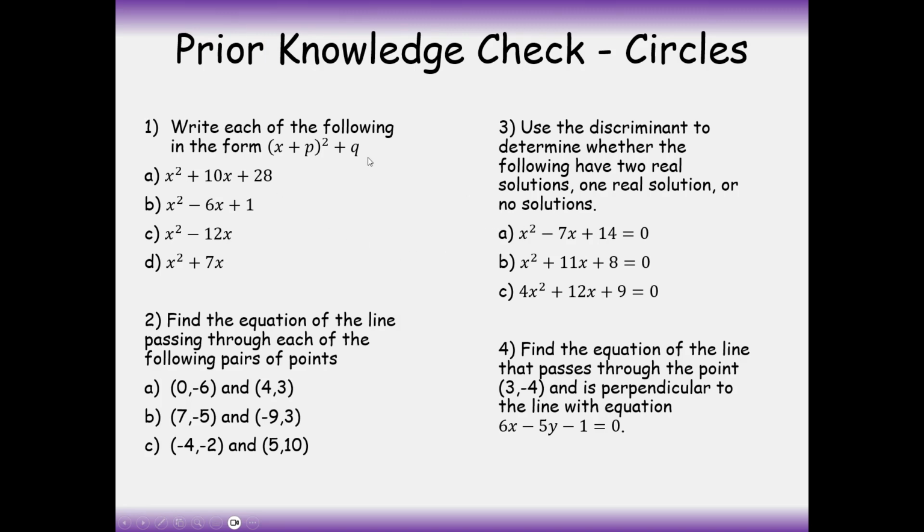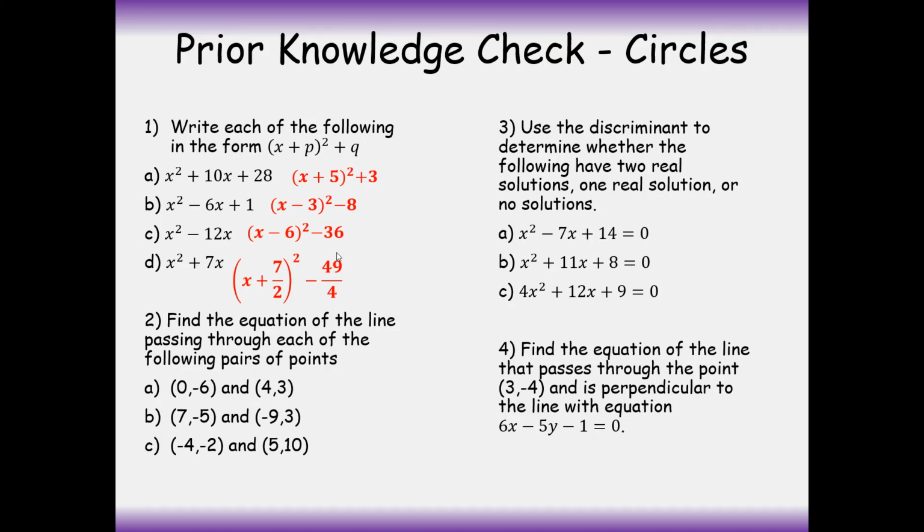Question 1 is asking you to write each equation in its completed square form. So if you remember, you would have to take the coefficient of x divided by 2 and put it inside the square bracket, and then you would subtract 5 squared, and you end up with 3, because 28 minus 25 is 3. I'm not going to talk through the rest of them. If you're not familiar with this completing the square, it will be used in this chapter, so you do need to learn it.